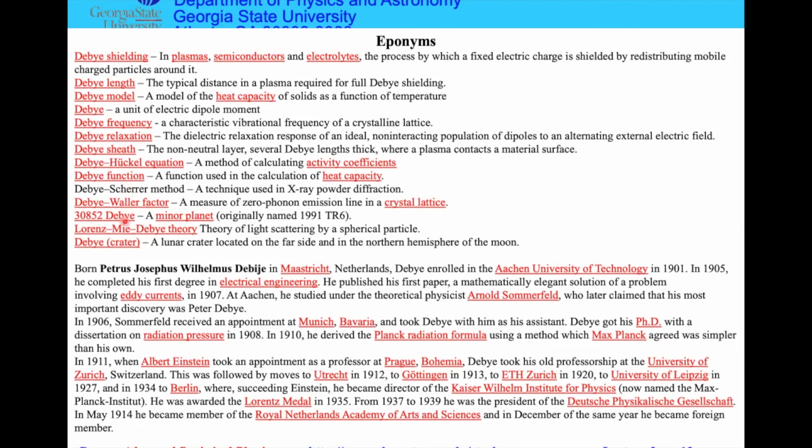And there are very interesting things. There's a Debye minor planet. The Lorenz-Mie-Debye theory, conventionally called Mie theory, is the theory of light scattering from small spherical particles. There's a crater named Debye, a lunar crater on the far side of the moon. His actual birth name is Petrus Josephus Wilhelmus Debye, pronounced Debye in Dutch.